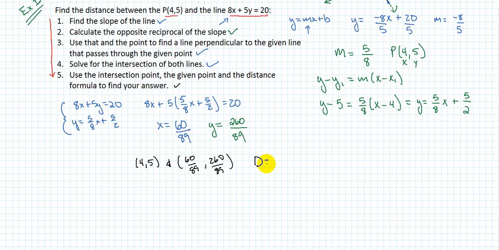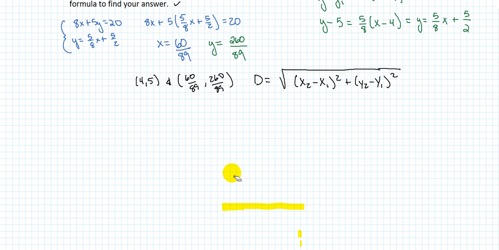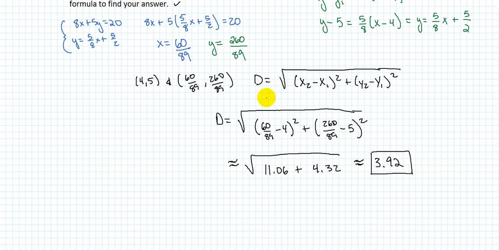And then we use the distance formula. Distance equals the square root of x2 minus x1 squared plus y2 minus y1 squared. And once we plug that in, then we will have our answers. Okay, so I'm going to pause here, do the work, and you'll see it appear. Okay, so as you can see, we plug everything into the distance formula, and I went ahead and did 60 over 89 minus 4, squared it, and just to give you an approximation here, 11.06. Likewise over here, you get 4.32. You add those up, take the square root, and you get 3.92.